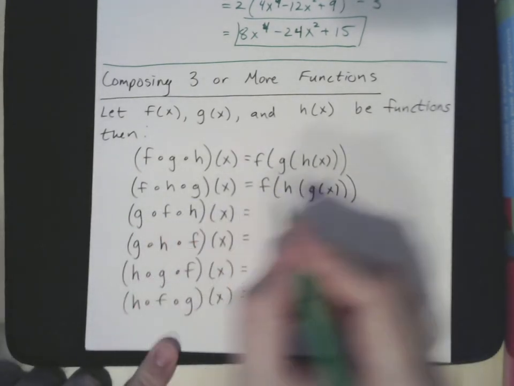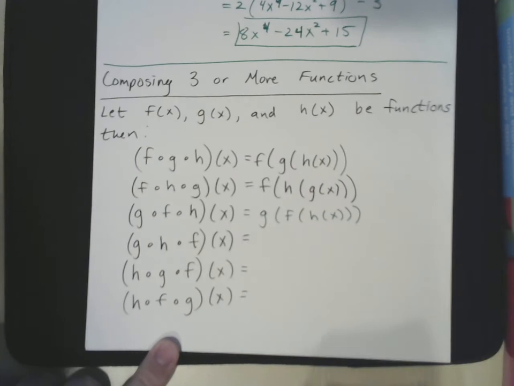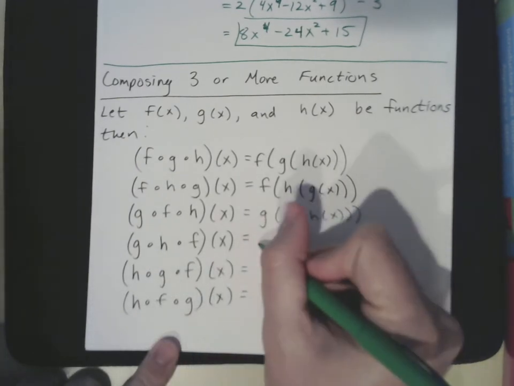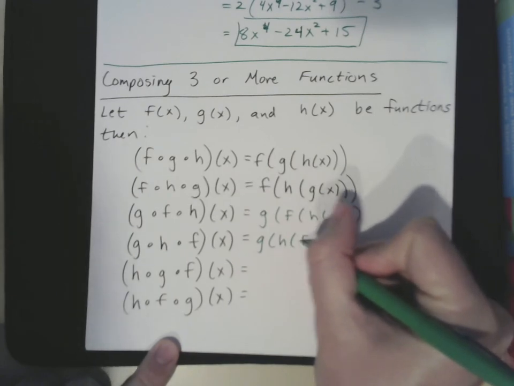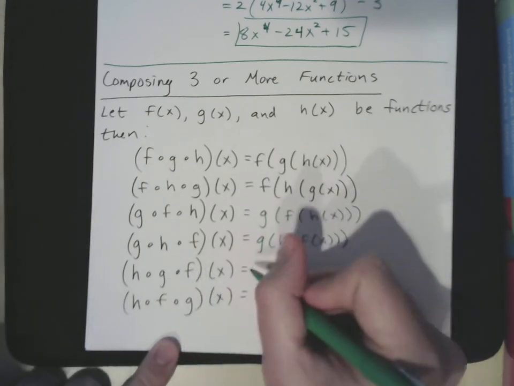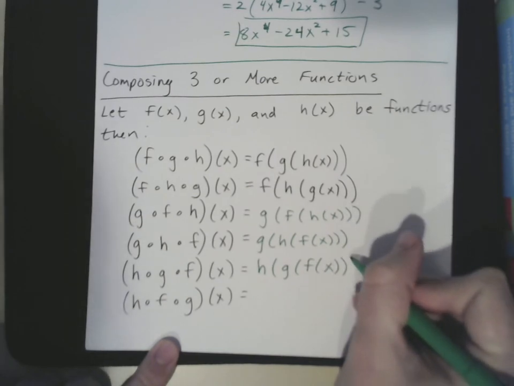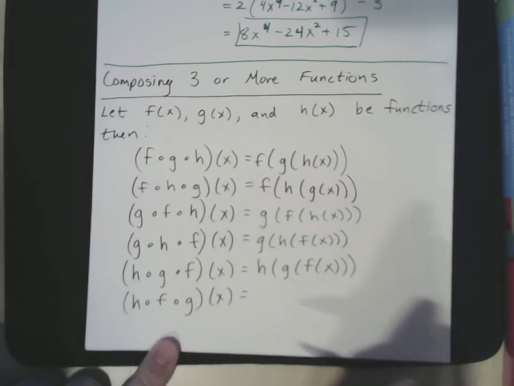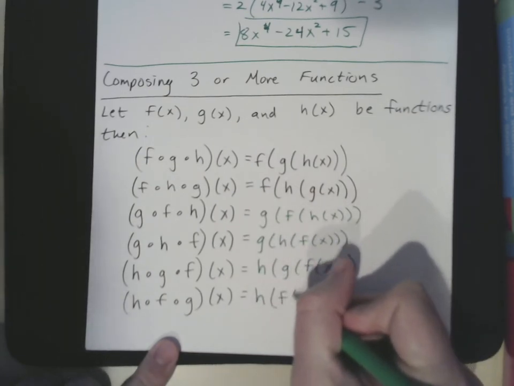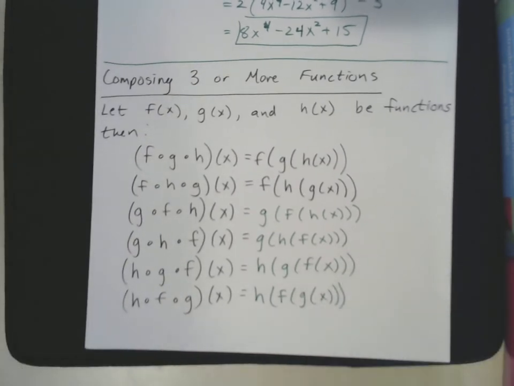So g of f of h, g of f of h of x, close parenthesis. g of h of f is g of h of f of x, close parenthesis. h of g of f, h of g of f of x, close parenthesis, and then h of f of g, h of f of g of x, close parenthesis. So if you are composing three functions, you can make these 6 compositions.